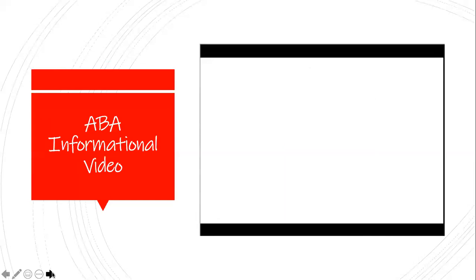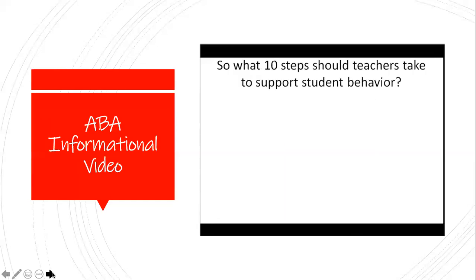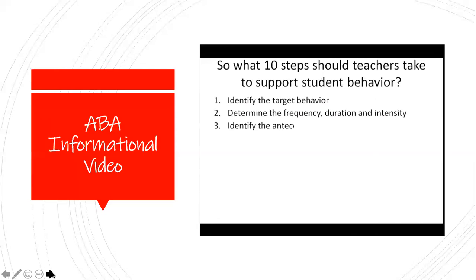So what are the 10 steps that teachers should take in order to support student behavior? First of all, identify the target behavior. Then determine the frequency, duration, and intensity. Identify the antecedent and consequence of the behavior. Then identify the environmental factors.